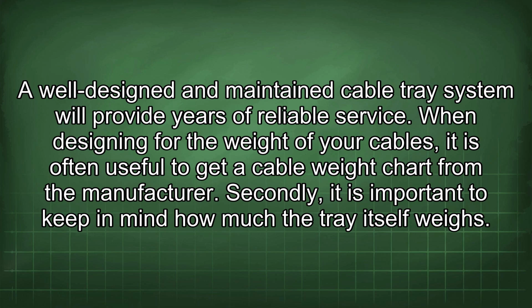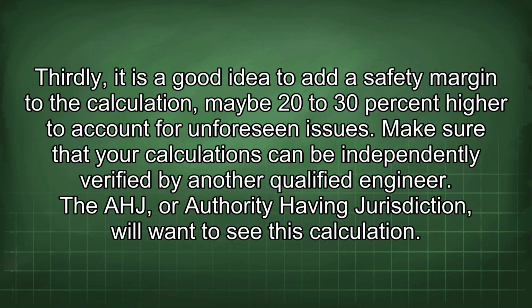When designing for the weight of your cables, it is often useful to get a cable weight chart from the manufacturer. Secondly, it is important to keep in mind how much the tray itself weighs. Thirdly, it is a good idea to add a safety margin to the calculation, maybe 20 to 30% higher to account for unforeseen issues. Make sure that your calculations can be independently verified by another qualified engineer. The AHJ, or authority having jurisdiction, will want to see this calculation.